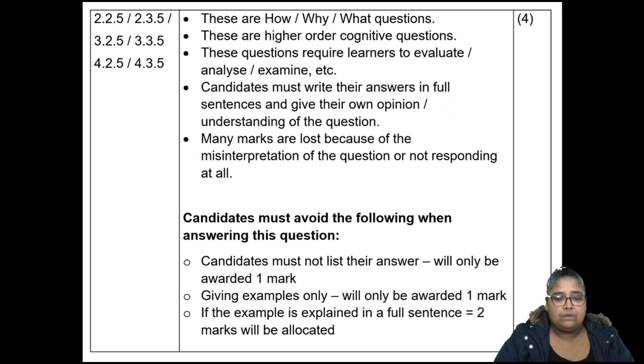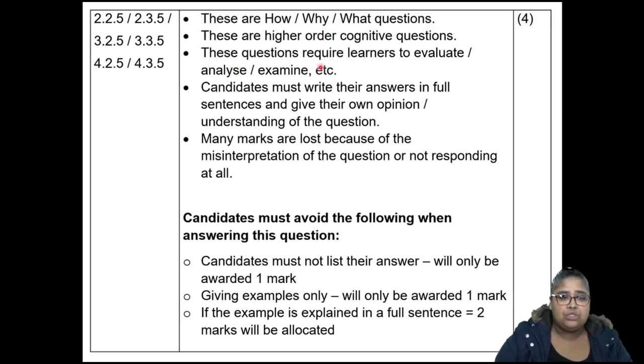Then, so now we have had 2 questions, 1 mark each, and then 2 questions, 2 marks each. So that is 1 plus 1, that's 2, plus 2, it's 4, plus the last 2 mark question, which is 6 marks. And then your last question for the 10 marks will be a 4 mark question. And this is your higher order cognitive levels. So these are also how, why, or what questions, higher order questions.